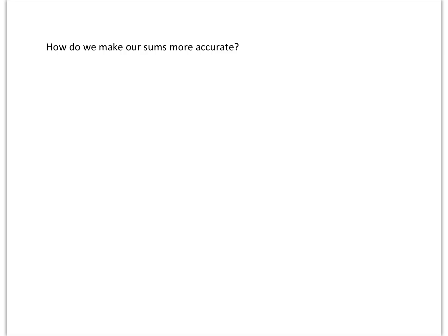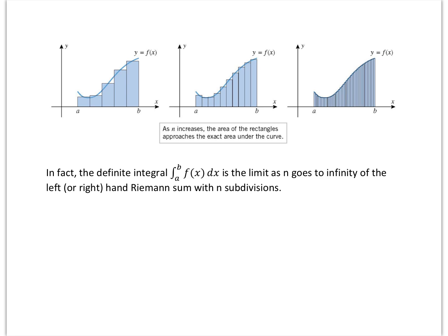How could we make our sums more accurate? We could use more rectangles. In fact, the definite integral from a to b of f of x dx is the limit as n goes to infinity of the left or the right-hand Riemann sum. So here's a picture of a Riemann sum.